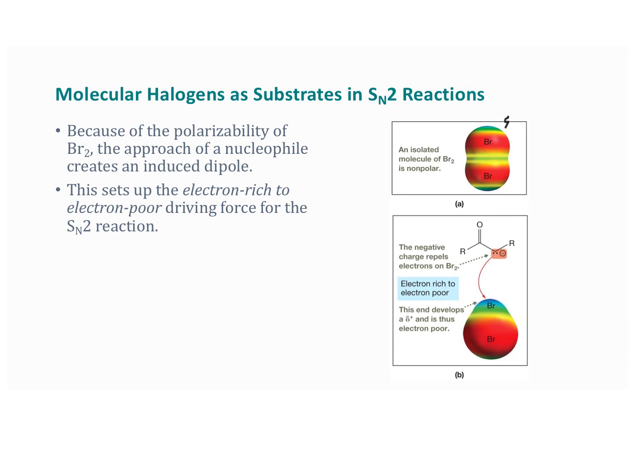So what do we mean by that? If you look, this is an isolated molecule of Br2 and it's nonpolar. But what happens is when an electron-rich species like the enolate anion comes up close to it, the electrons on the halogen molecule are really easily repelled. And so you generate an induced dipole. So basically the electrons on this bromine are like, I don't want anything to do with you. And they run over here and it causes this end to become partially positive.